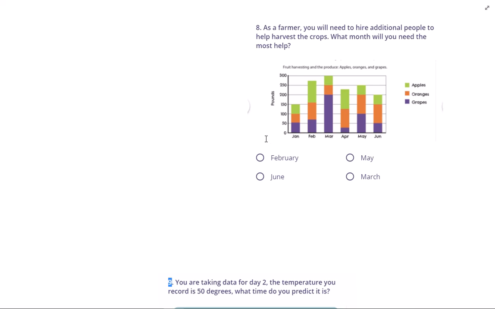Okay, so as a farmer you will need to hire additional people to help harvest the crops. What month will you need the most help? So we're looking for the tallest column, which is up here, 300, and that is March. There's the answer.